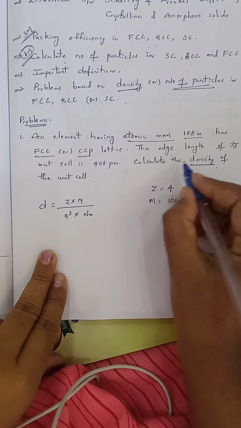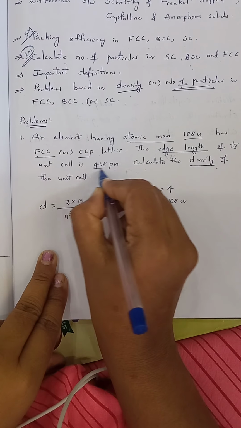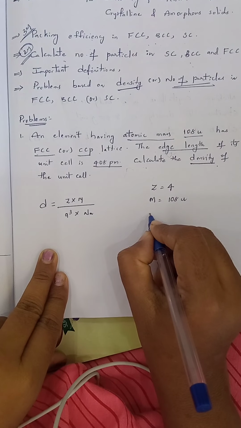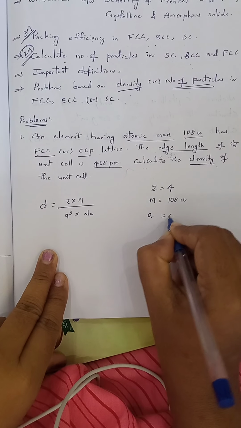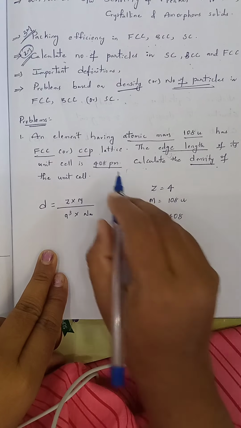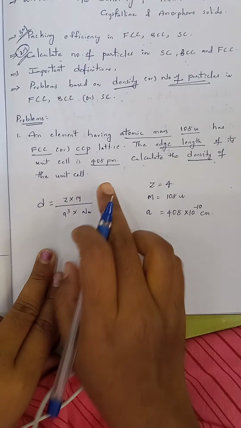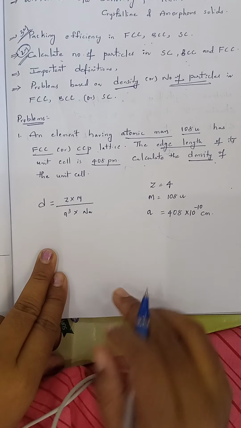Next, what they have given is edge length. Edge length of the unit cell is 408 picometers. Edge length is denoted by A. A equals 408 picometers. You want to convert it into centimeters, so multiply it with 10 to the power of minus 10 centimeters. Picometers have to be converted into centimeters.